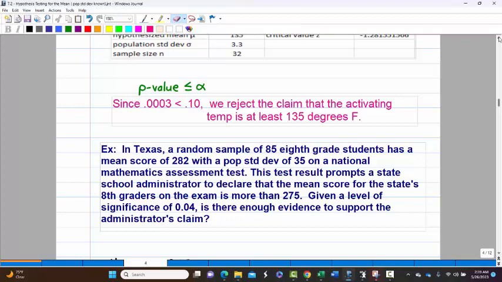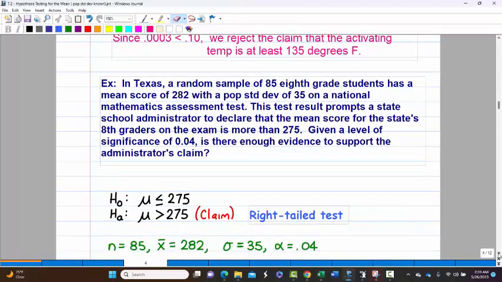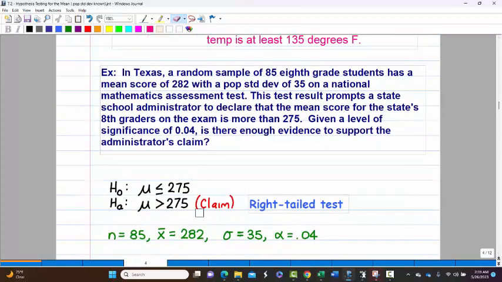All right, so here's the key thing. We got to get the Ho and the Ha set up. More than 275. See, that's different than the last problem where it said at least. At least means greater than or equal to, but more than is just greater than. So here's your claim. And then the Ho, the opposite of greater than, makes the Ho less than or equal to. And then by definition of these symbols, that is called a right-tailed test.